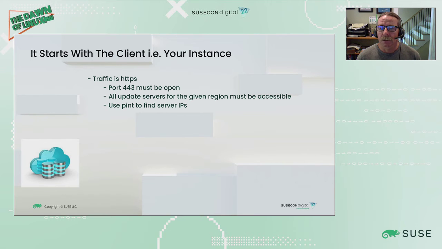The traffic, as I mentioned, is all port 443 HTTPS. So port 443 must be open in the network construct in which the instance is running. All update servers for a given region must be accessible. Also, all region servers must be accessible. So if you're listing specific IP addresses for traffic that you allow egress to from your network construct in the cloud service provider, you can find that information using Pint. You can also access the update infrastructure if you're routing the traffic through your data center and through your firewall appliance in your data center.